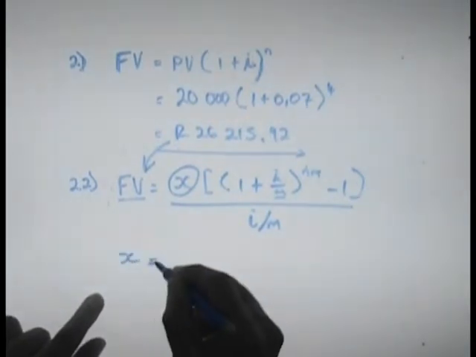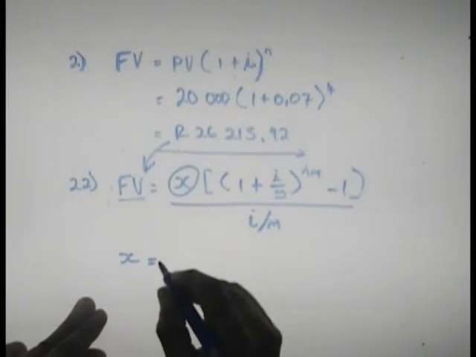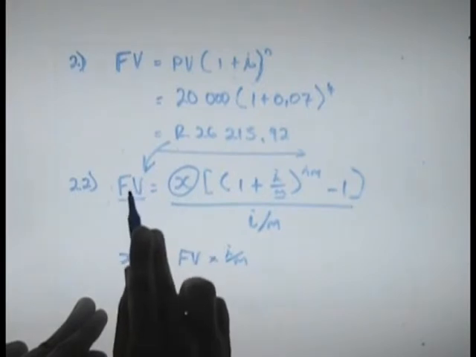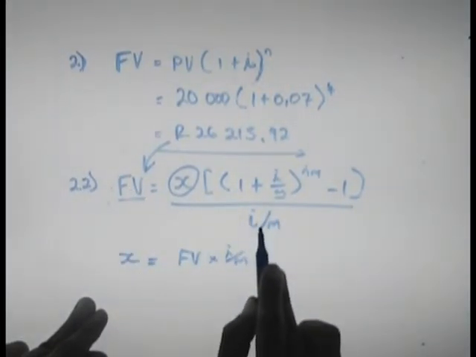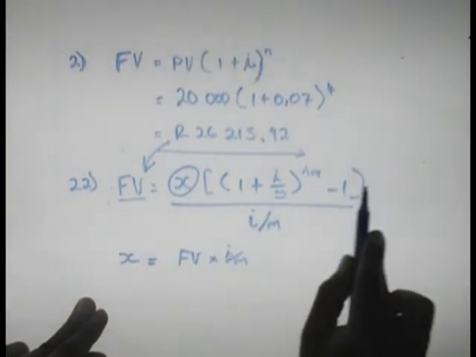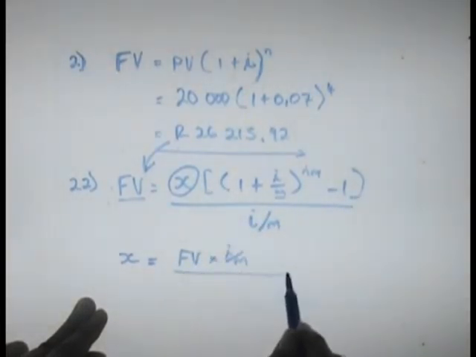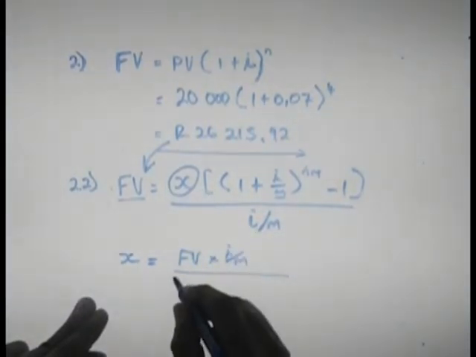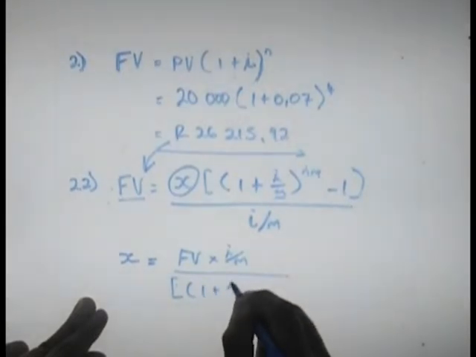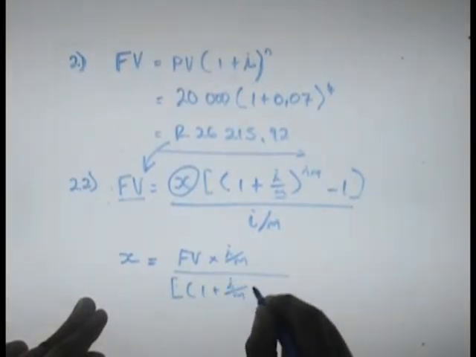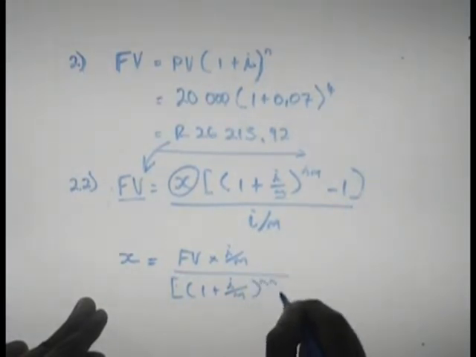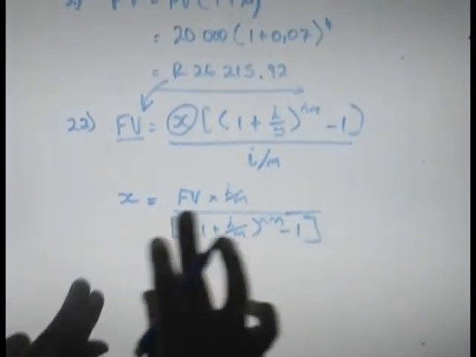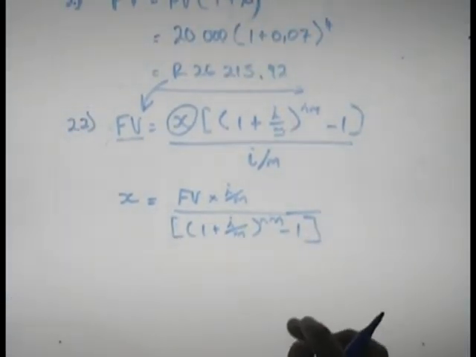X, being our payments, will equal future value multiplied by i over m. All I've done was get rid of that denominator. Now I need to get rid of that whole piece, so I'll divide by it. What I do to one side, I do to the other. So it's divided by (1 + i/m)^(nm) - 1. And now that I have it in this form, I can start plugging in values.